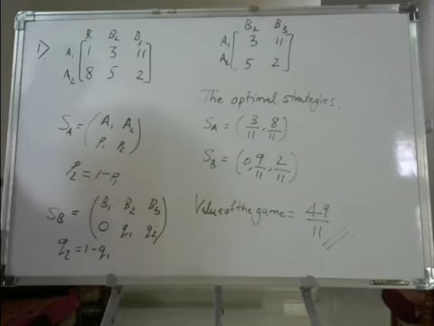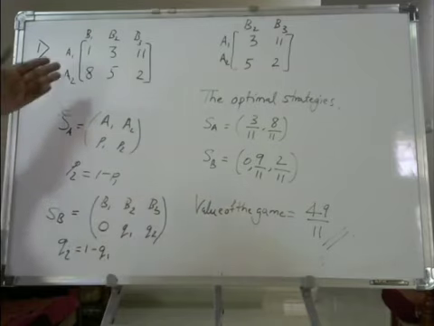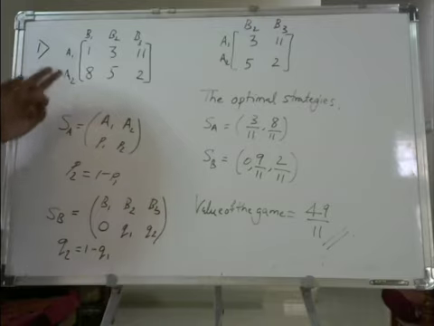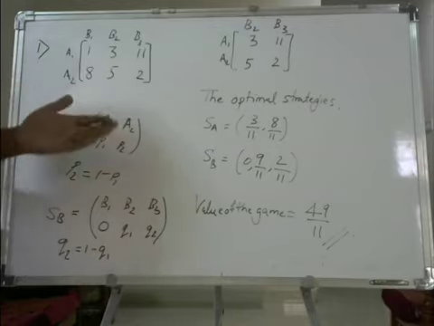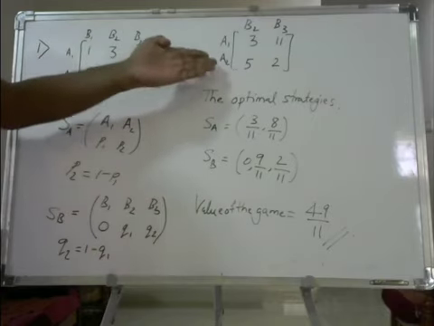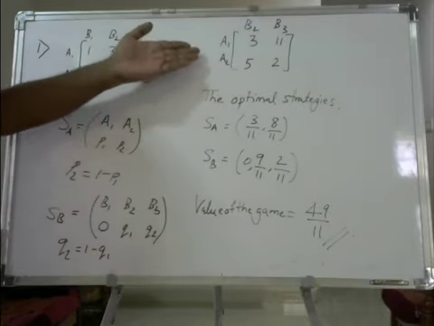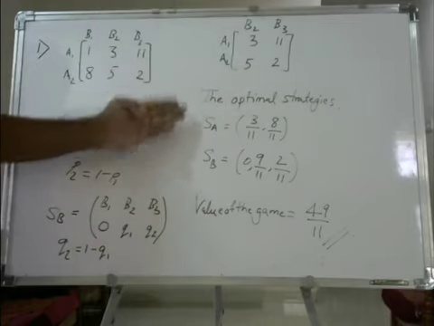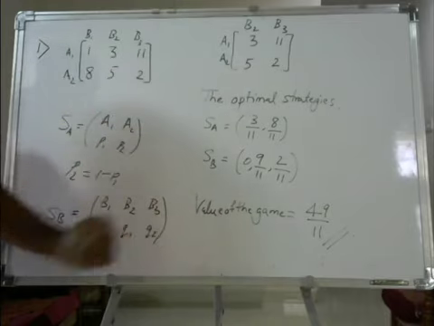This is how you need to solve a problem when you get a 2 by n or m by 2 game. You need to plot the graphs, and when you don't get a saddle point, reduce it to 2 by 2. Check whether you get a saddle point here. If you don't get it, apply these formulas and arrive at the optimal strategies and the value of the game.